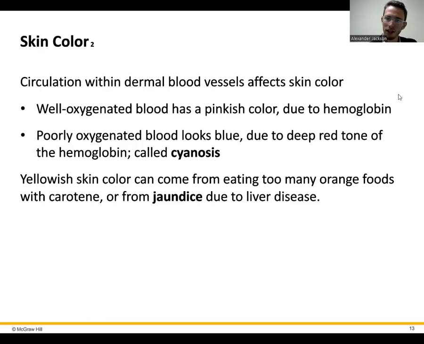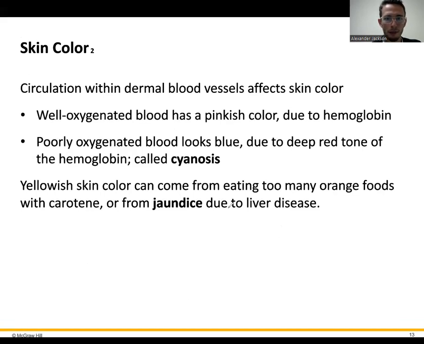You have hemoglobin in your bloodstream, and when it's oxygenated, so when there's oxygen bound to hemoglobin, what that would look like, if I can draw it real quick, is you've got your red blood cell. Okay, so let's say this is your red blood cell, and you've got these little proteins on it called hemoglobin proteins. Okay, and when they are bound to oxygen, so an O2 molecule, they appear very red.